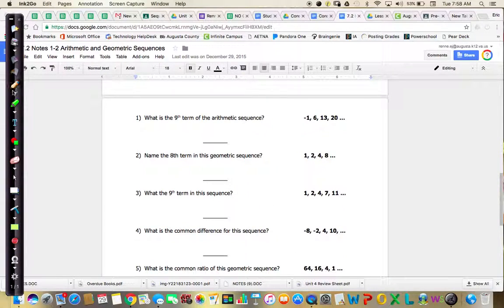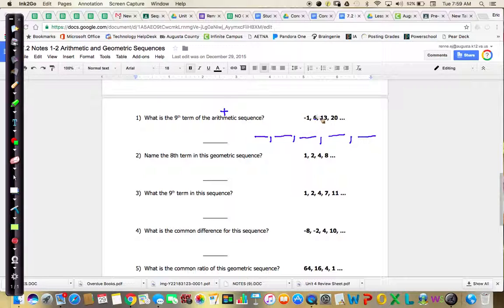Okay, here it says, what is the 9th term of the arithmetic sequence? So we know arithmetic means adding, okay? So we know it's going to be an addition pattern. So we need to study the numbers, and we're looking for the 9th term. Now I see 1, 2, 3, 4. So I know I need to make 5, 6, 7, 8, and 9.